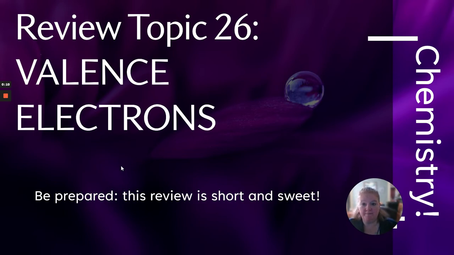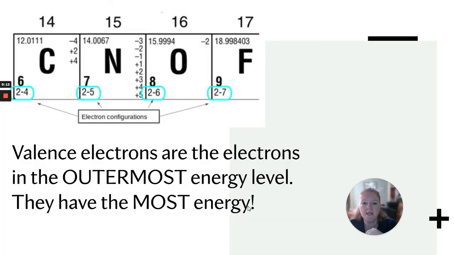Let's get to it. All right, valence electrons are the electrons in the outermost energy level. They have the most energy. So when we look at the periodic table at the electron configurations, the last number is the number of valence electrons. So that's easy. Carbon would have 4, fluorine would have 7.